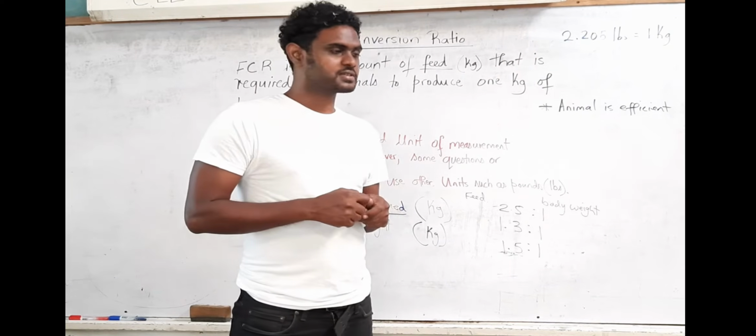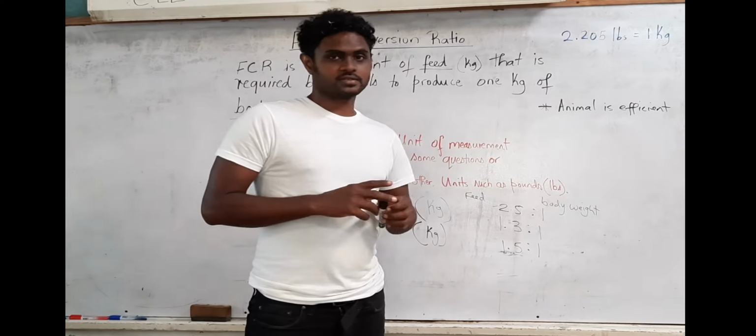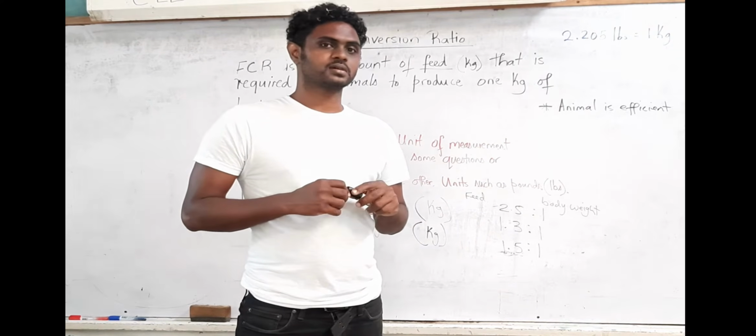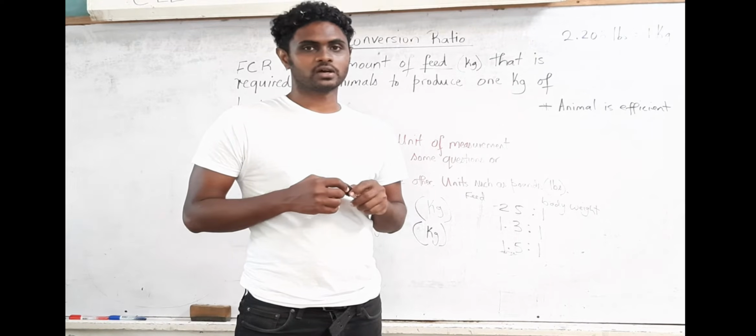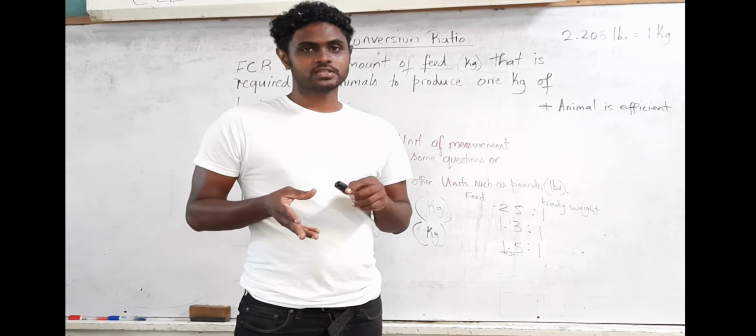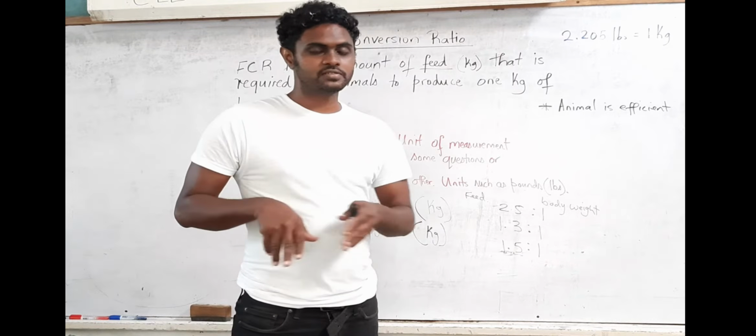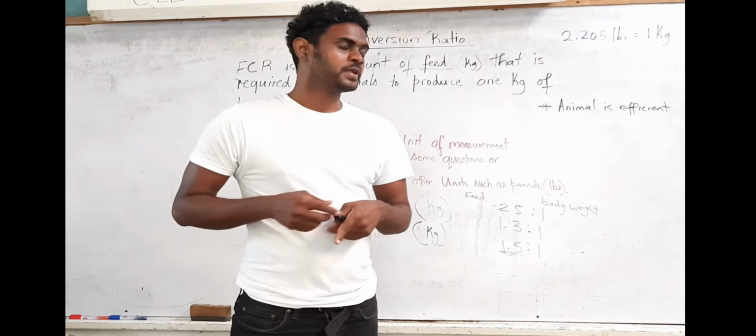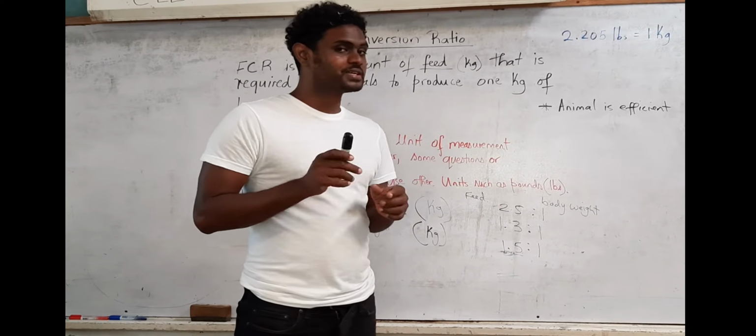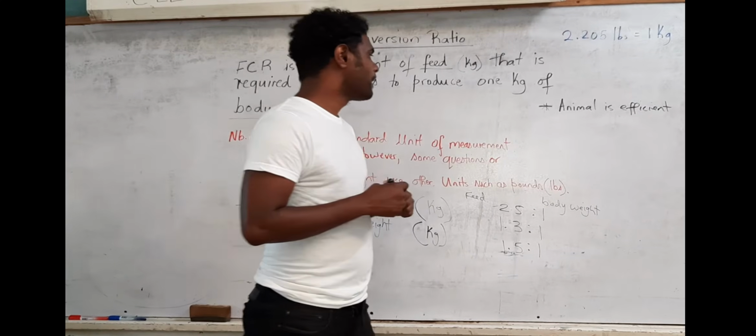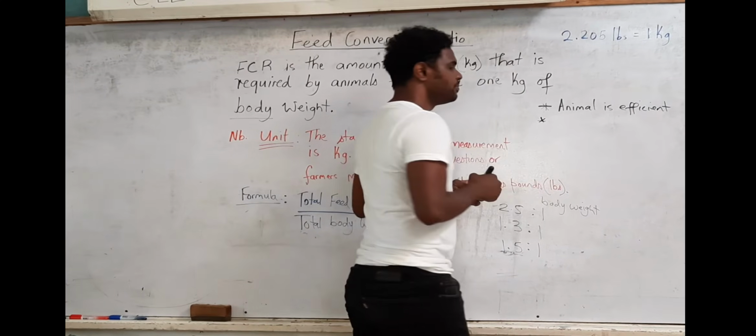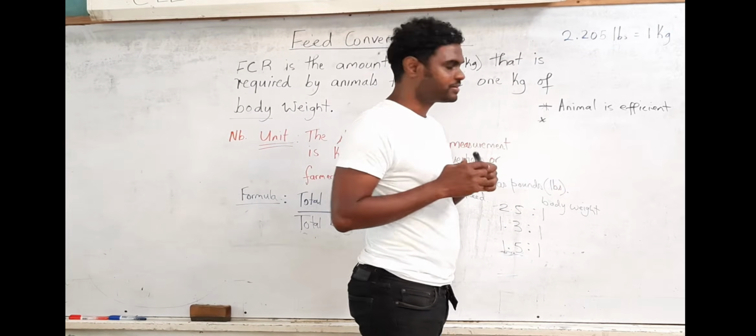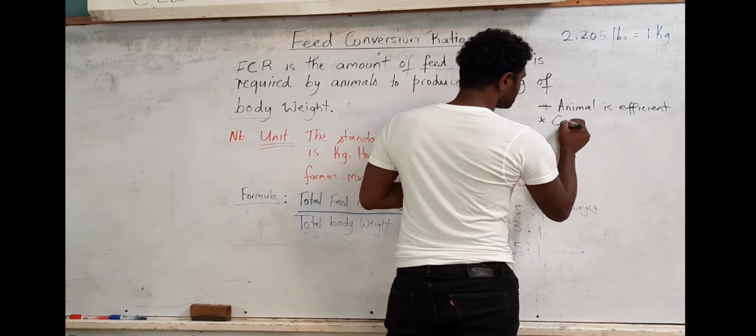If you're going to keep your breeding stock, then you need to know the FCRs of those animals. So as a farmer, you'll have to set up and carry out experiments to find out, because offspring from inefficient parents would more likely be inefficient, and offspring from efficient parents would be efficient. And that is very important to know. Also, it is important to know which conditions are good for your animals.